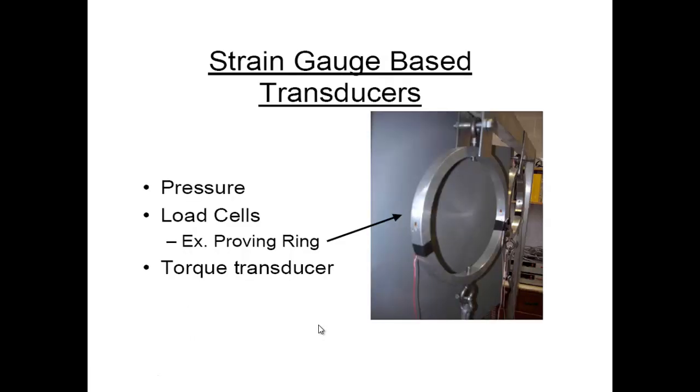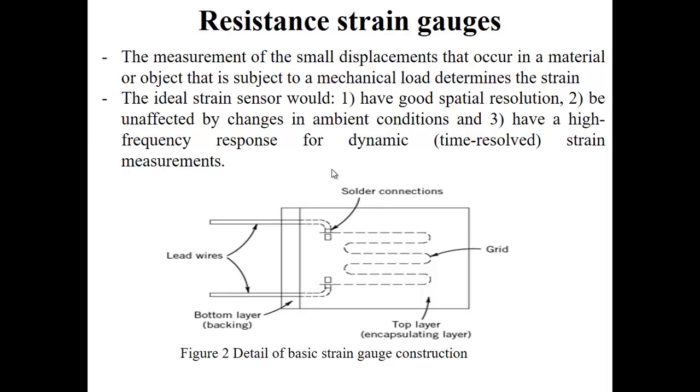This is the example for a strain gauge based transducer. A transducer is a device or equipment that can change one form of energy to another. For example, if they have a very big ring here, which is from a torque transducer, it will create a pressure, and from here it will produce electrical energy. This is just an example using a strain gauge based transducer. Now we go to the resistance strain gauge.